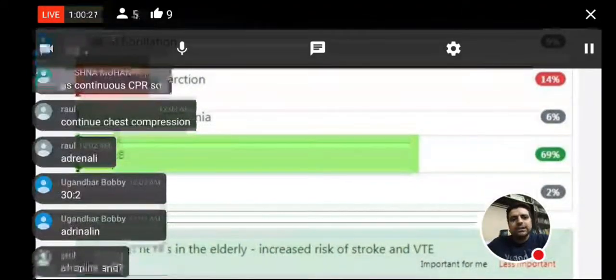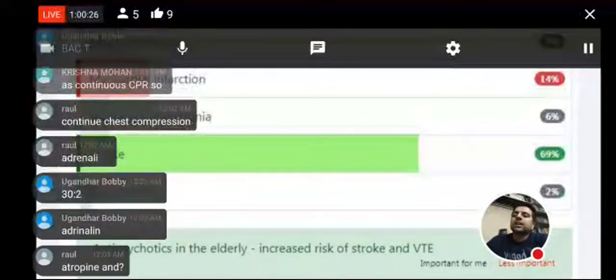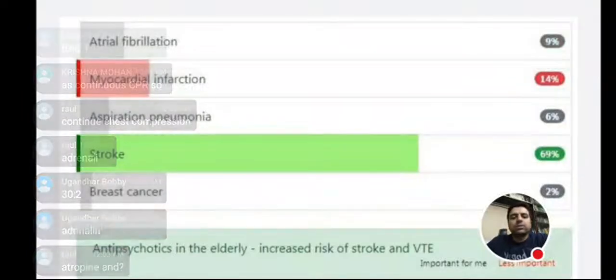Take rest. Yeah, atropine, adrenaline, give atropine. Okay, earlier we used vasopressin, but now there is no role of vasopressin.